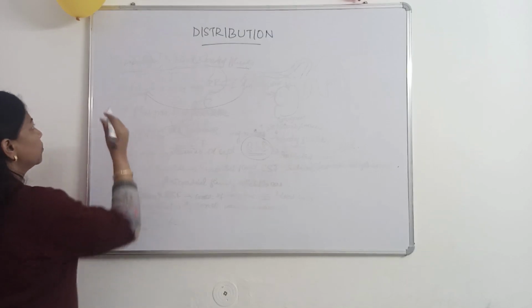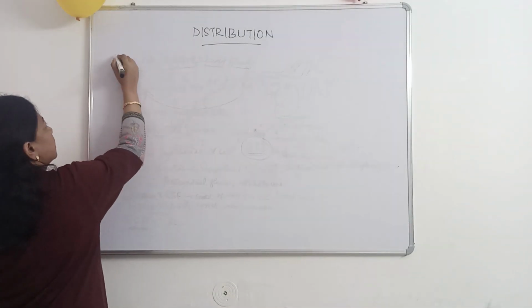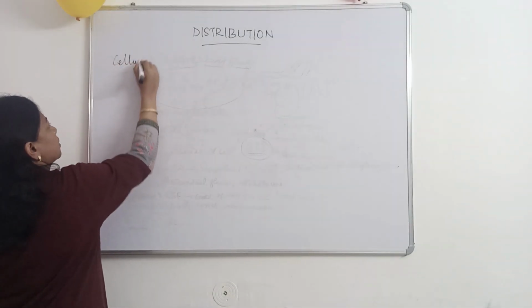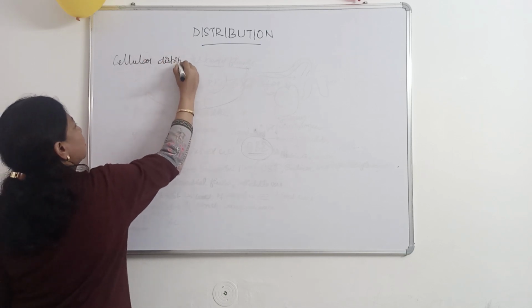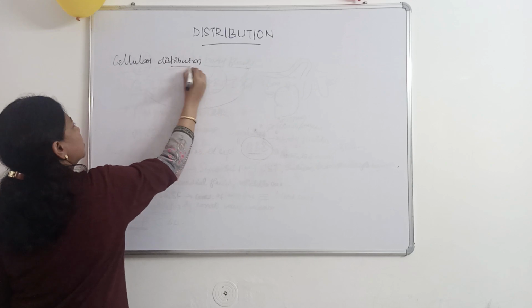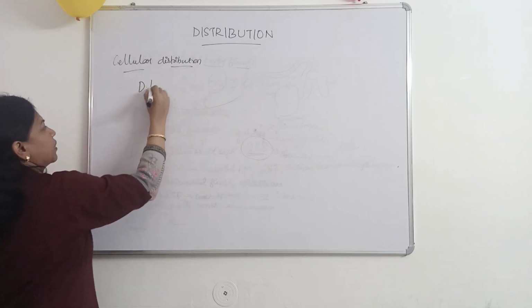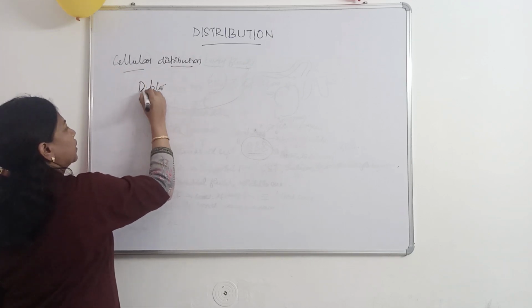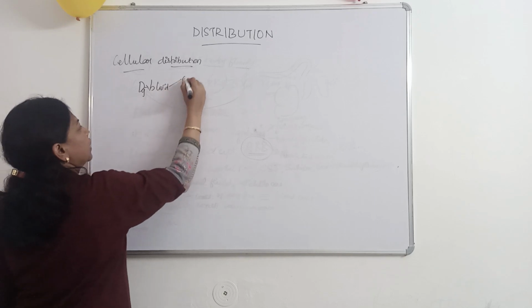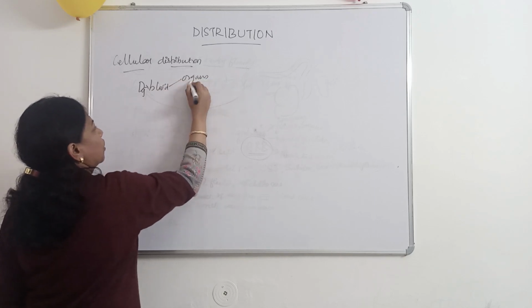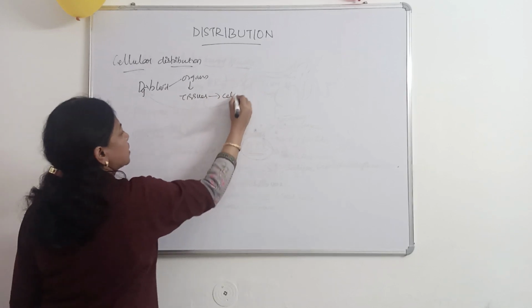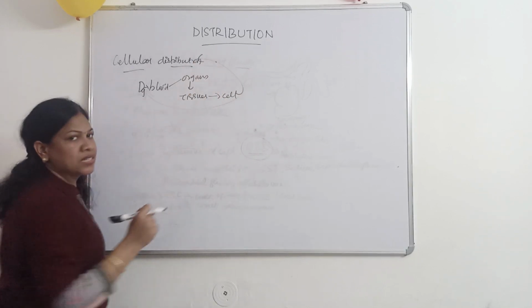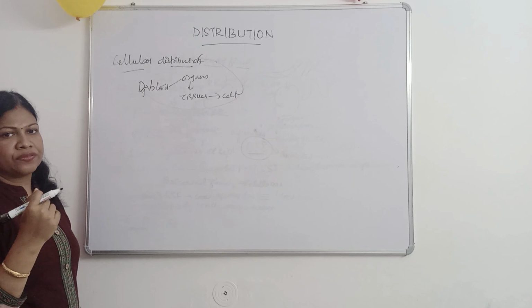Now, how does distribution take place in tissues, also known as cellular distribution? What does cellular distribution mean? It is the distribution of drugs from blood to different organs. Organs are made of tissues and tissues are made of cells. That is why we are studying the cellular distribution of drugs.